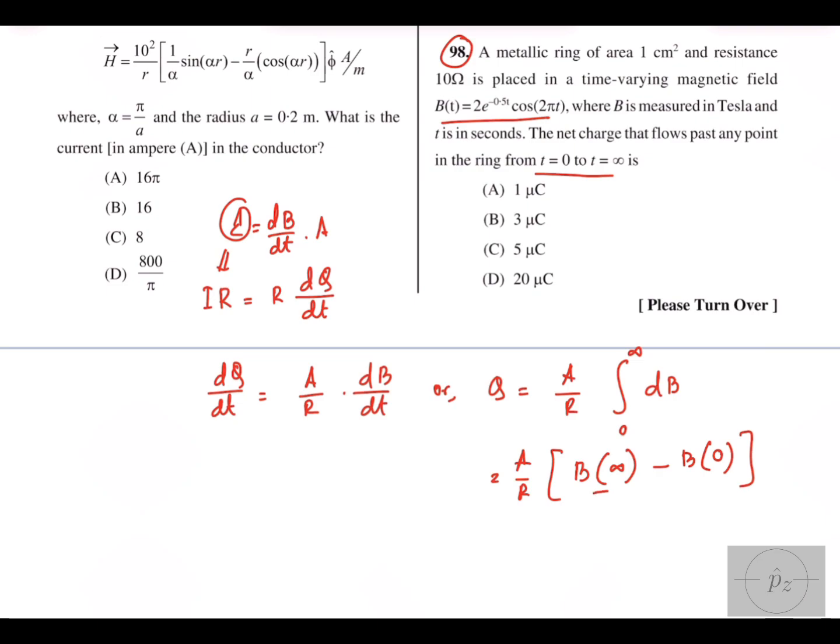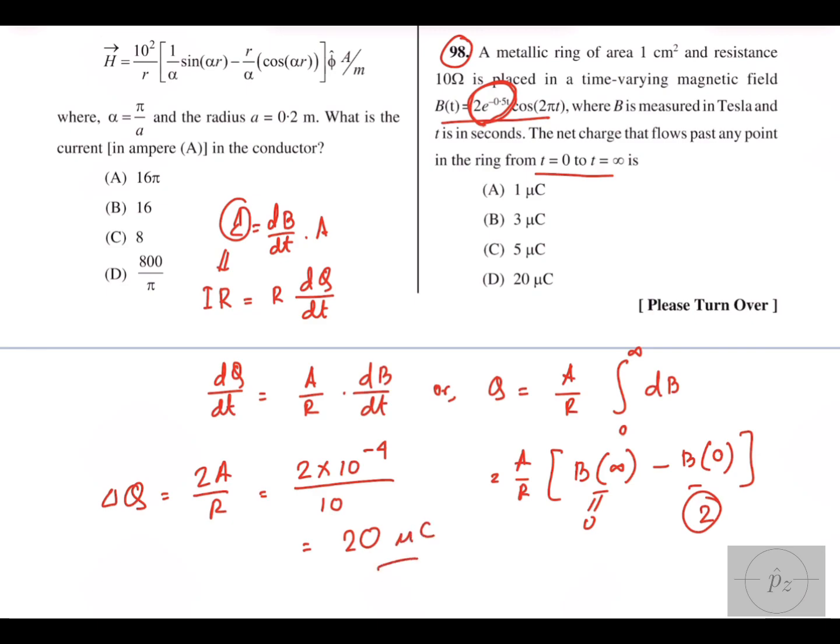So let's calculate these two things. When t is equal to infinity, the exponential term will dominate, and B at t equal to infinity would be 0, but B at t equal to 0 is given by 2. So we have 2A by R, that's the net charge, and this is 2 times 10 to the power minus 4 divided by 10, and that is 20 microcoulomb. So option D is the correct answer.